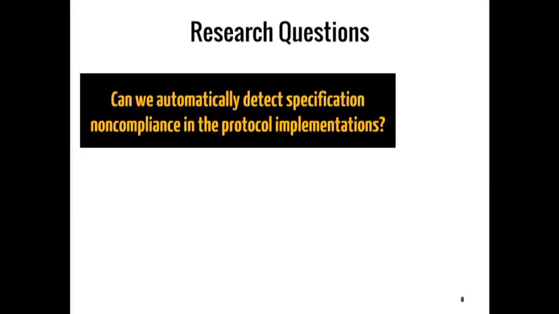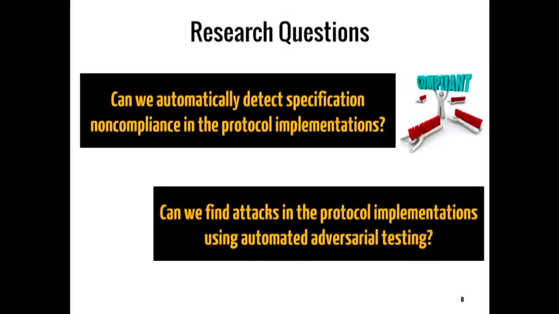So that's why, in this talk, I'm going to ask two research questions. The first question is, can we automatically detect specification non-compliance in protocol implementations so that we can have more compliant implementations? And second, can we find attacks in protocol implementations using automated adversarial testing so that we can have a more robust implementation prior to deployment?